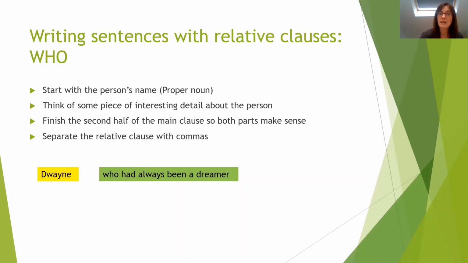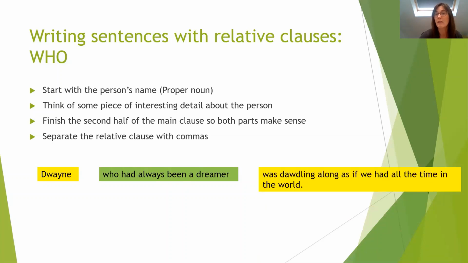Now finish the second half of the main clause so that both parts make sense. So Dwayne, and then you have to miss out the relative clause in your mind and think about how that main clause would make sense. So Dwayne was dawdling along as if he had all the time in the world. So we now know that the first half and the second half of the main clause now make sense. Dwayne was dawdling along as if he had all the time in the world is your main clause.